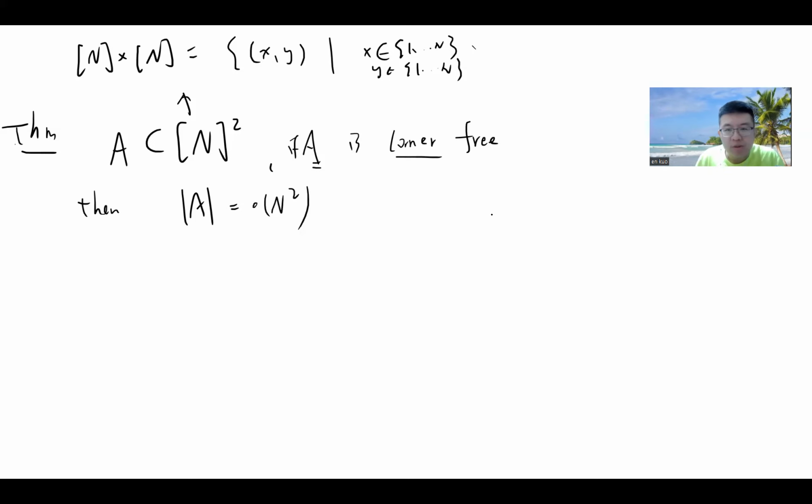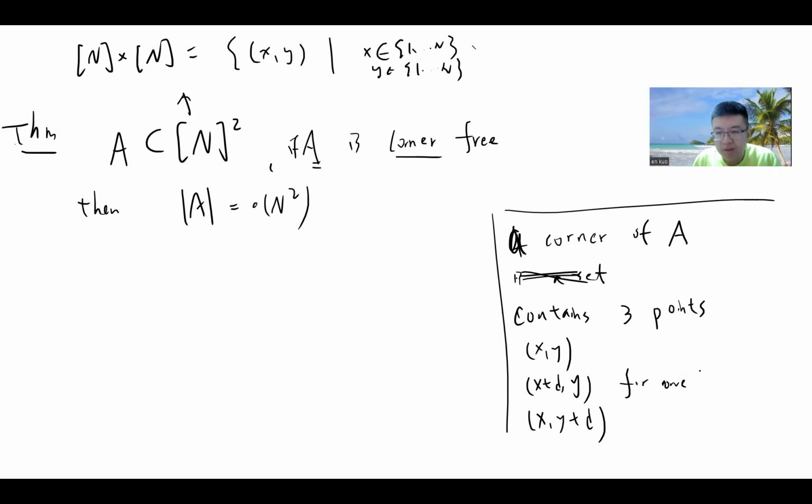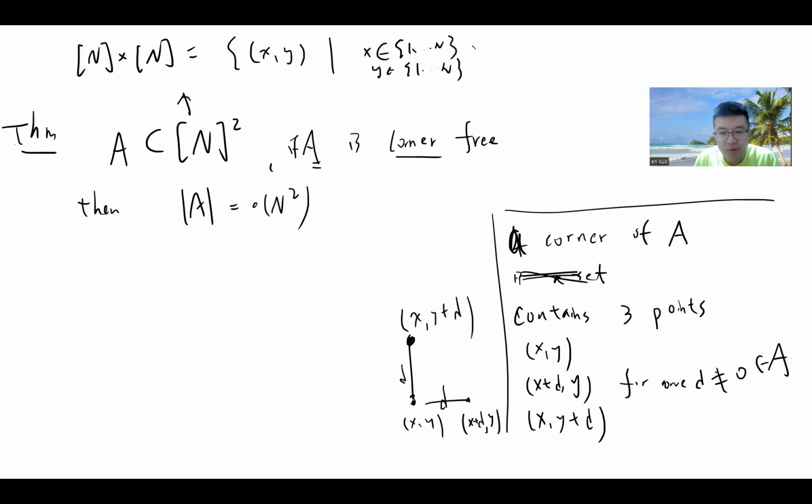So let me say what a corner is. A corner of A is a set containing three points: (x, y), (x plus d, y), and (x, y plus d), for some non-zero d, and they are all in A. So a corner means that if you have (x, y), then you have (x plus d, y), and then you have (x, y plus d), with the same d in both directions. This set of three points forms a corner. So these are three points in A that form a corner.